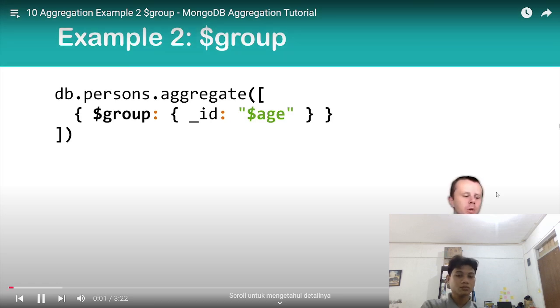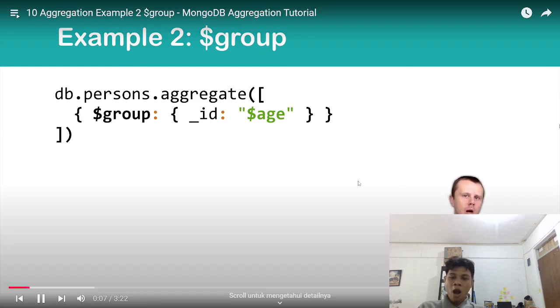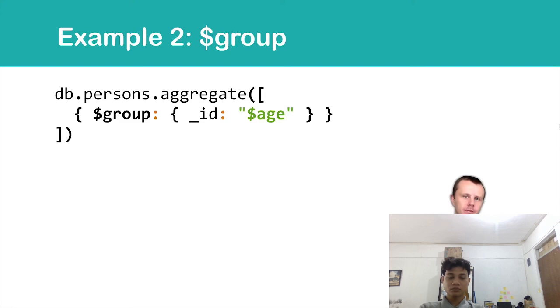So, first example with the group stage. In this example, we will use just one group stage, no other stages. And here, we will group by age field. In the aggregate request, we use just one group operator.